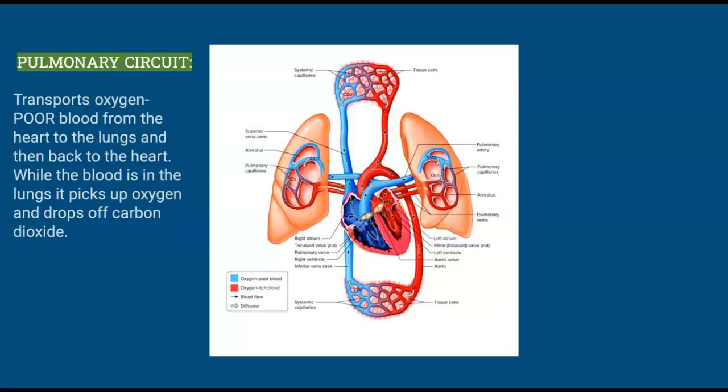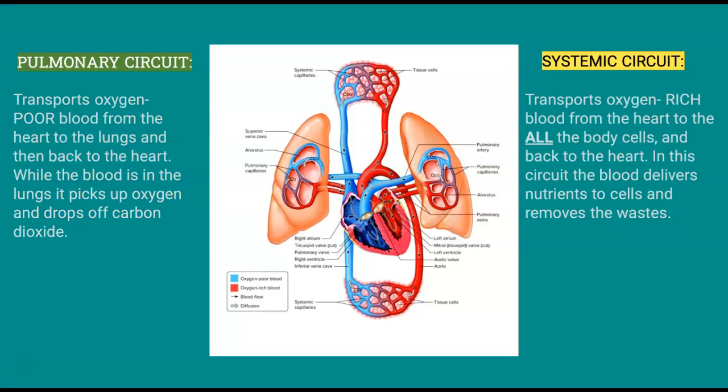So the pulmonary circuit transports oxygen-poor or deoxygenated blood from the heart to the lungs and then back to the heart. While the blood is in the lungs, it picks up oxygen and drops off carbon dioxide. Our systemic circuit transports oxygen-rich blood from the heart to all the body cells and then back to the heart. In this circuit, the blood delivers nutrients to cells and removes the wastes.